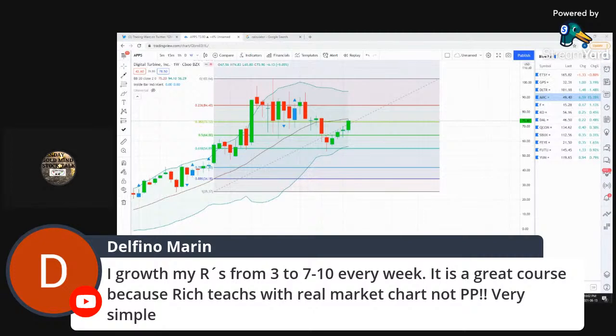It's a great course because Rich teaches with real market charts, not PP. Not sure what the PP means. Very simple. But yeah, Delfino, all credit goes to Delfino in this. He was probably one of my best students that I ever trained, because he had no experience trading before, and then he just killed it. Once I explained the things to him, it was really simple.